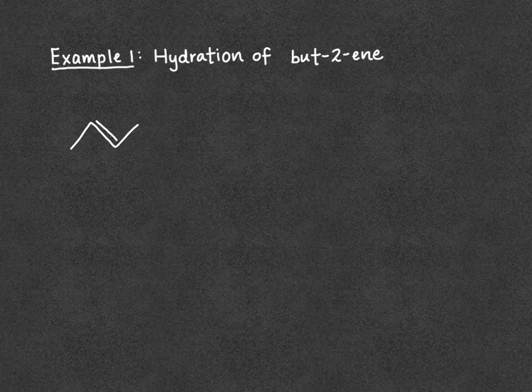The first example we're going to look at is the hydration of but-2-ene. So we've drawn but-2-ene here. It's a 4-member carbon chain with a double bond between carbons 2 and 3. And when we hydrate this, we're going to be adding water in the presence of a strong acid catalyst. So I'm going to put the water down below just so that we can map on where everything is going to go. And I'm going to write the water as HOH.